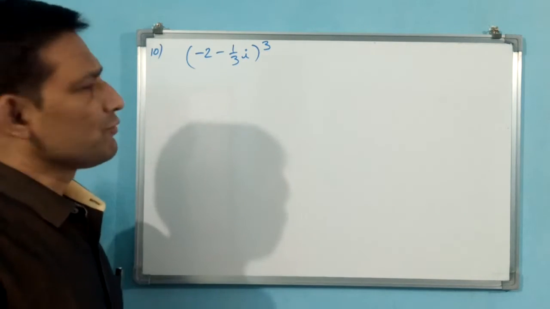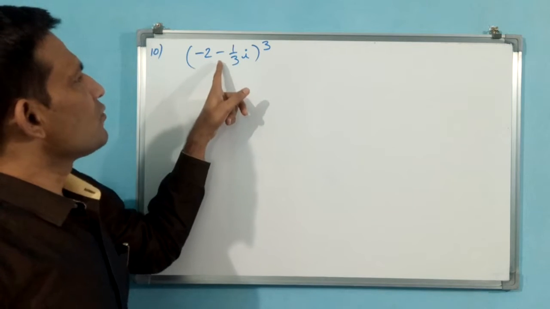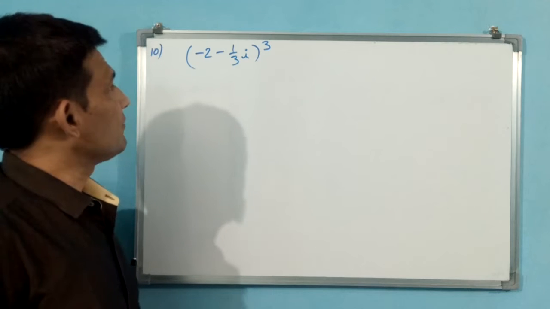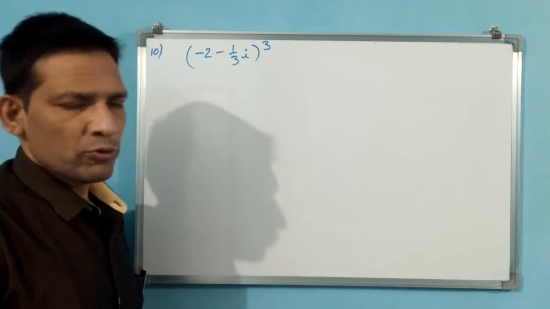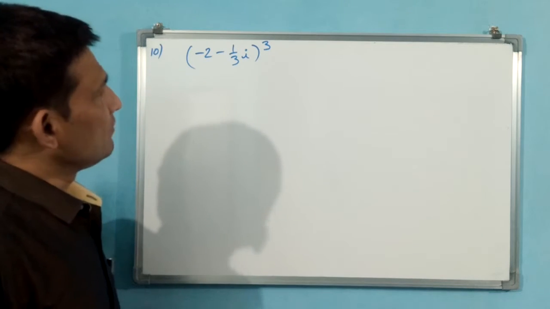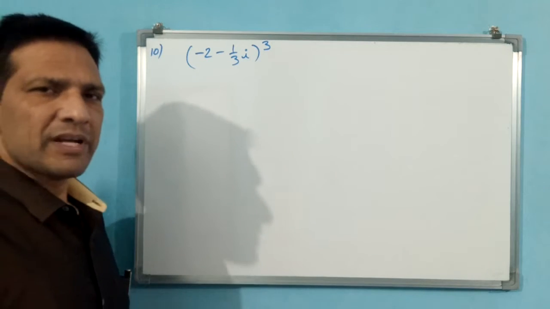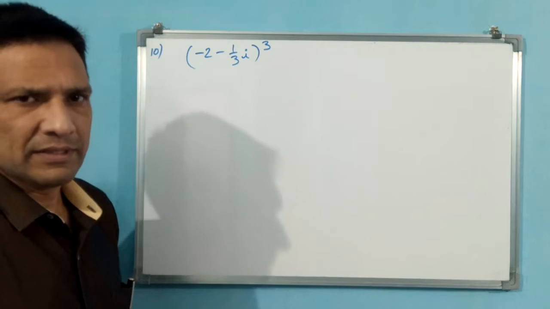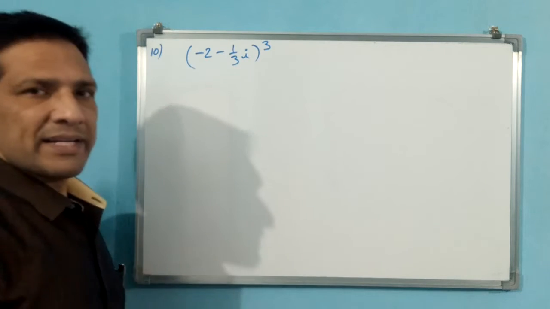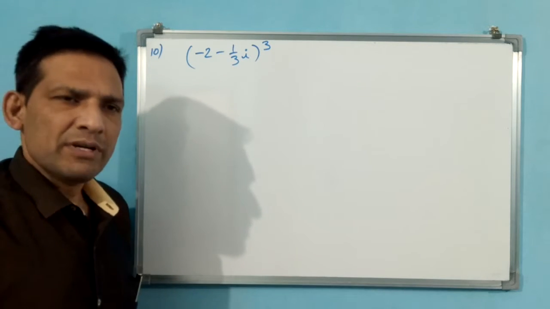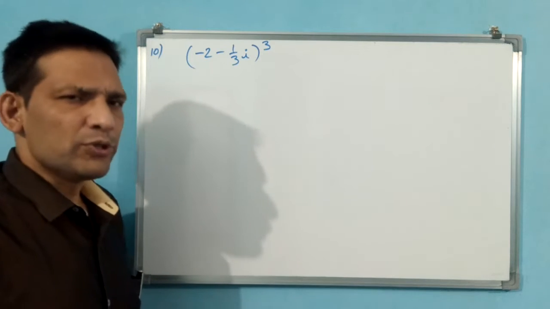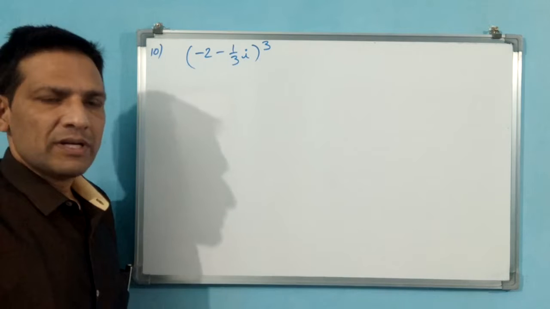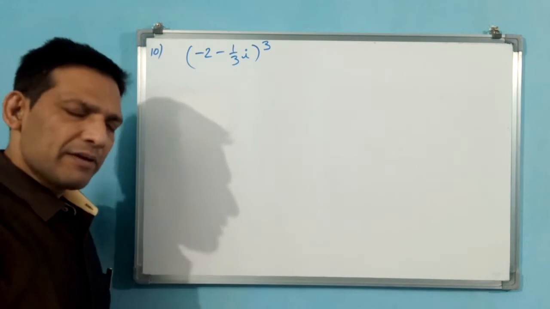What they have given is (-2 - 1/3 i) whole cube. We know one formula, (a - b) whole cube. I think in the ninth question we have done this already. Let us expand it like (a + b) whole cube. If minus is there, cube will come minus, square will come plus.